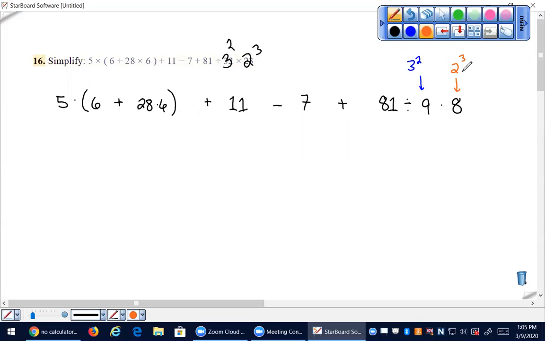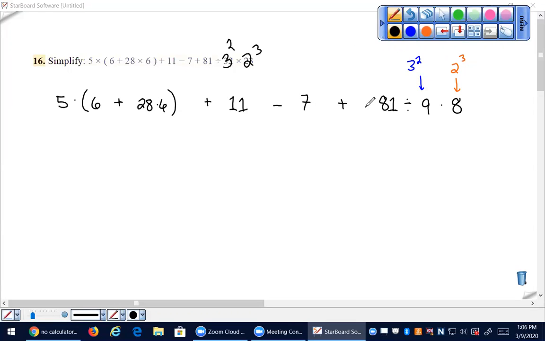So I'm going to recopy it, and when I'm recopying it, I'm going to take my 3 squared and make it 9, my 2 cubed and make it 8. Everyone okay with those 2 substitutions? 3 times 3 is 9. 2 times 2 times 2 is 8.